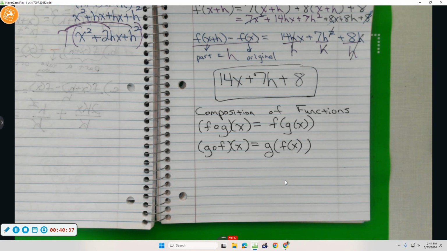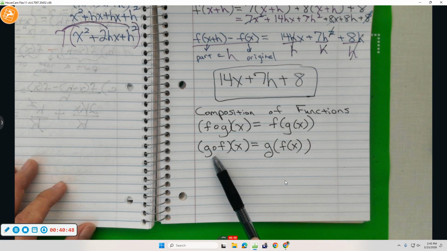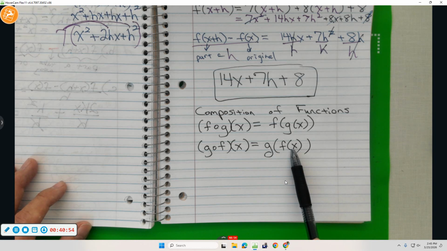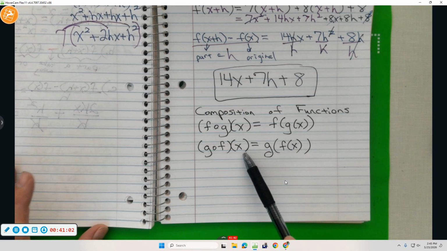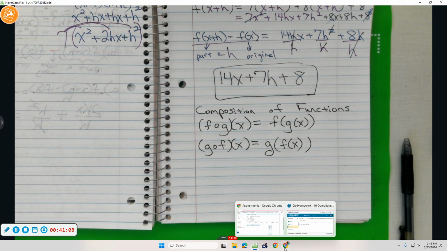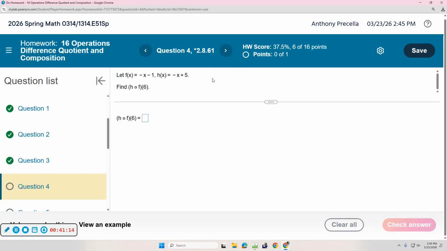Composition of functions is really nothing more than repeated function notation. This is saying go to f, everywhere you see a variable, plug in g of x. This one is saying go to g, everywhere you see a variable, plug in f of x. We're going to do two things with composition. We're going to evaluate the composition at numbers, and then we're going to find the composition function in terms of x. Evaluating in terms of numbers, it's not bad at all, provided you remember how to use function notation.